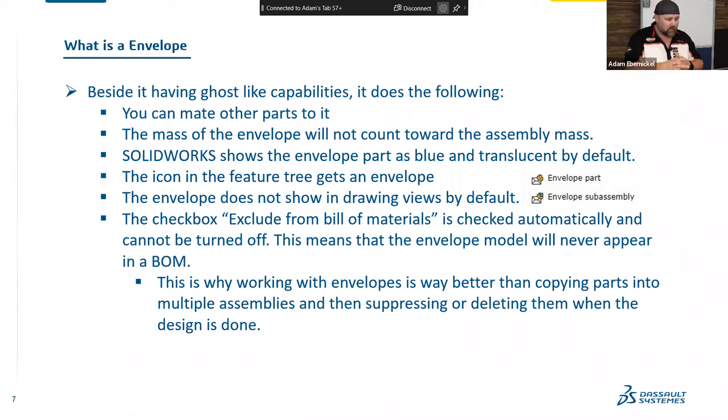The checkbox exclude from bill of materials, we'll look at that when we get into the settings. It does get checked off automatically and it is grayed out and cannot be turned back on. This means the envelope will never appear in your BOM, in your bill of materials, right? This is why working with envelopes is way better than copying parts into multiple assemblies and then suppressing or deleting them when the design is done.